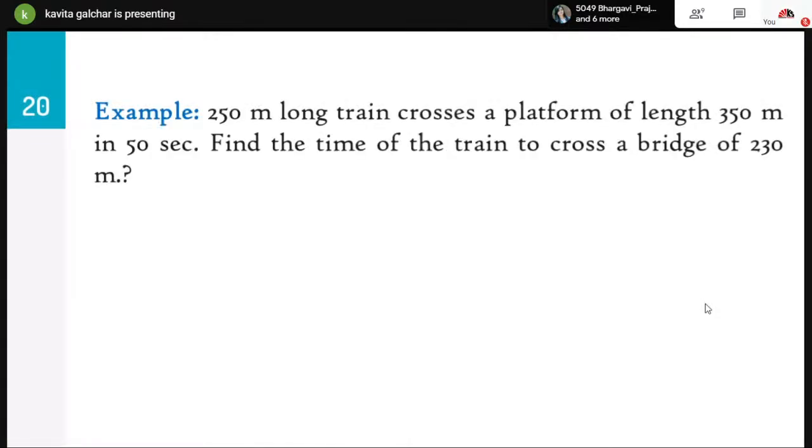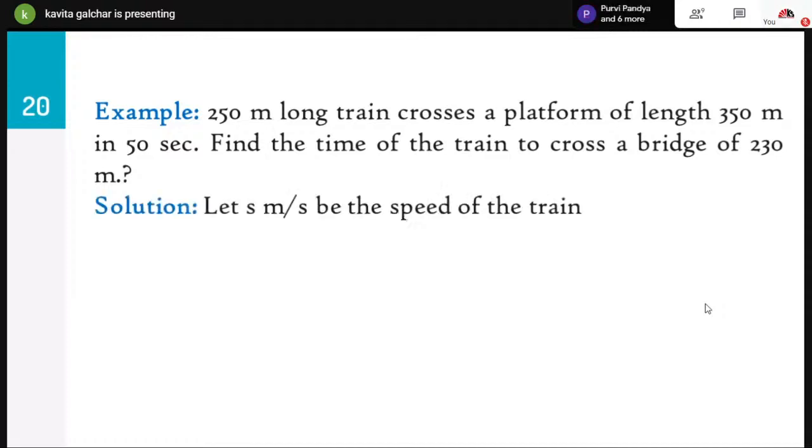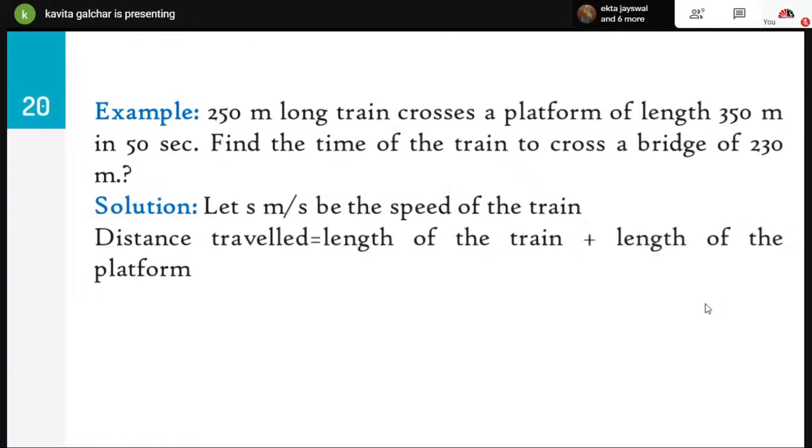Next one, a 250 meter long train crosses a platform of length 350 meter in 50 seconds. Find the time for the train to cross a bridge of 230 meter. I want to calculate the time of the train. I don't know the speed of the train, so let it be S meter per second. Again I am applying the concept of relative speed. Distance traveled would be the length of the train plus the length of the platform, 250 plus 350, that would be 600 meters. And again, distance is speed into time. Now, distance is 600.